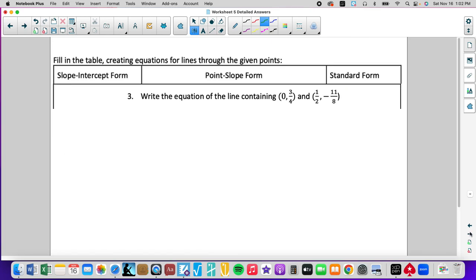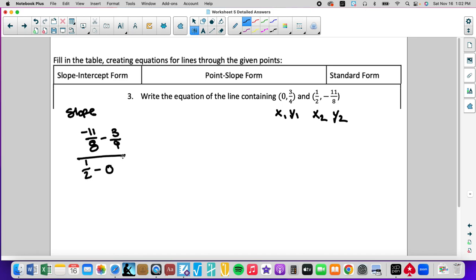Okay, now we got some fractions. Shouldn't be harder. Just got to slow down and make sure you do your work properly. So let's do the slope first. -11/8 minus 3/4 over 1/2 minus 0. Okay. And that's going to be -11/8 minus 6/8 over 1/2.